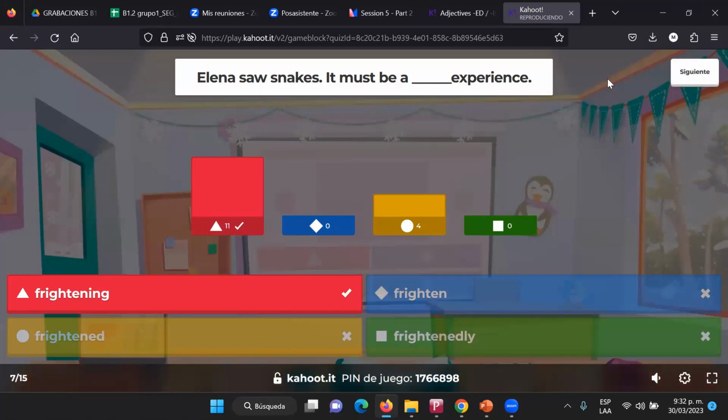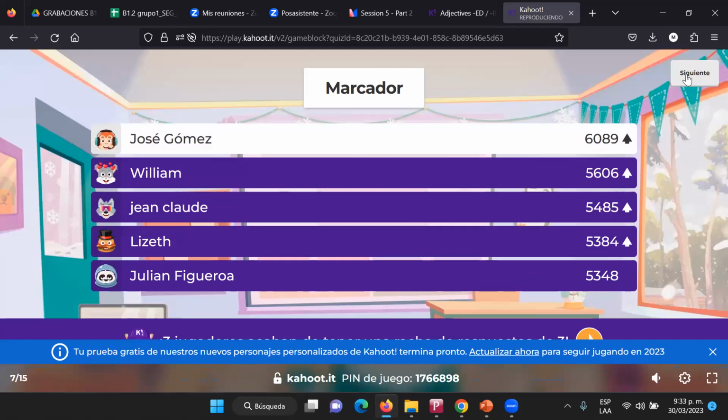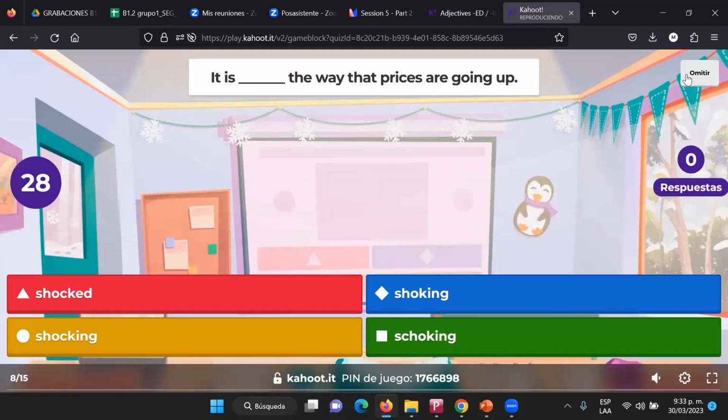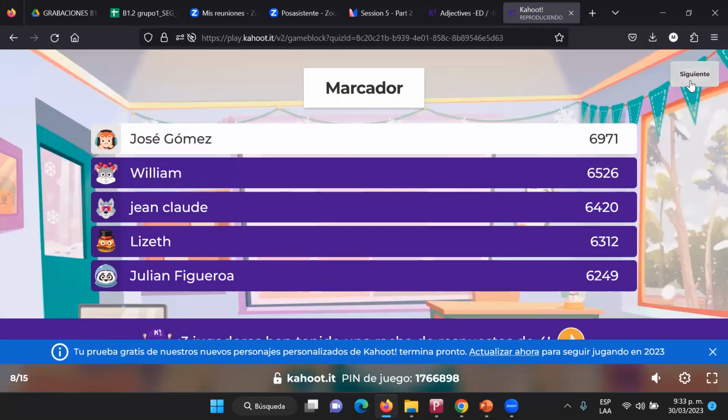A frightening. Once again, what we are describing in this case is the experience, the situation. Okay, Jose. Interesting this Kahoot tonight. It is shocking again. Remember, it is going to be your point of reference. In some cases, of course, we try to find that rule that is going to help us to discover the adjective that corresponds.